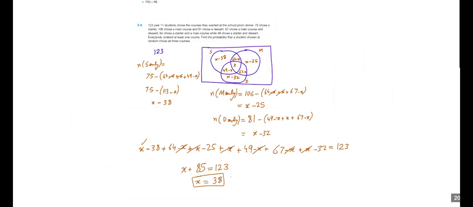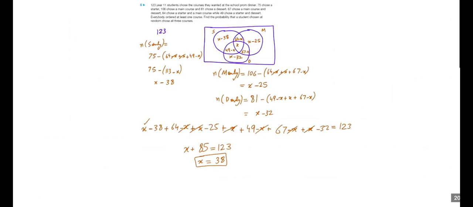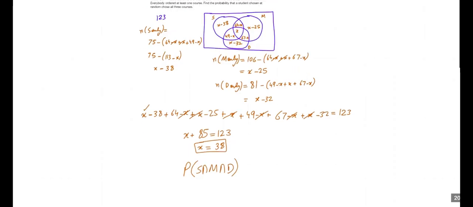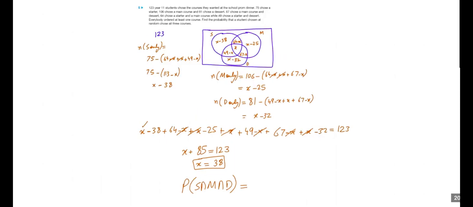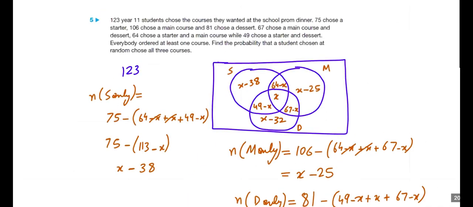Okay, so you found that out. And then finally, we can find the probability of S intersection M intersection D, which basically means the intersection of all of them, the people that picked all three. Which is going to be what now? 38 over 123. Exactly. I know that this was a long question, but I hope that you understand the method. It's always going to be the same.